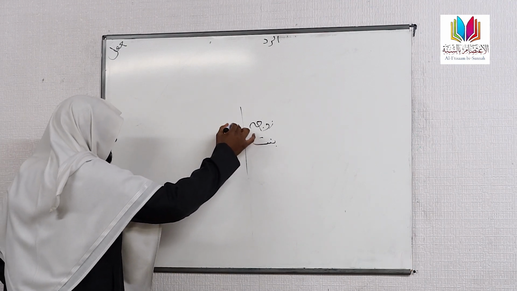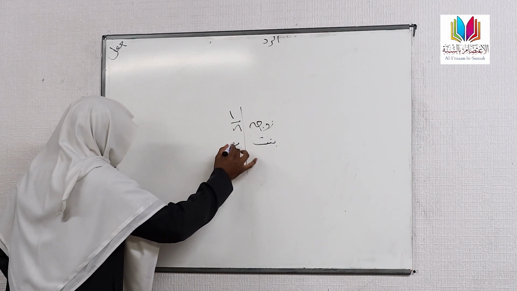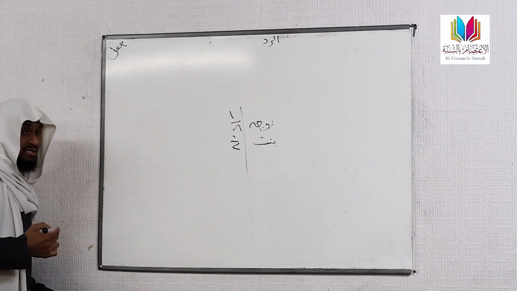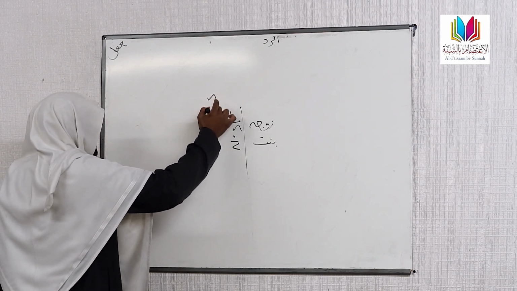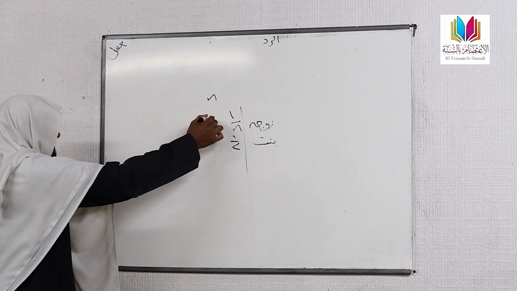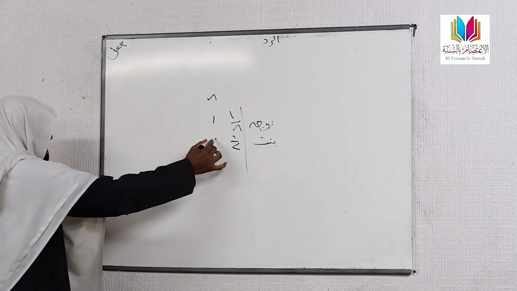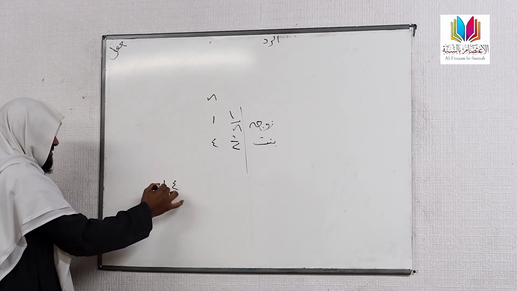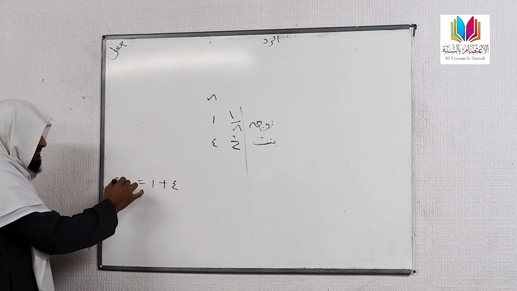Thumun. What does the bint get? Nisf. طيب. أصل المسألة 8. What is 1/8 of 8? 1. What is half of 8? 4. What is 4 and 1? 5.